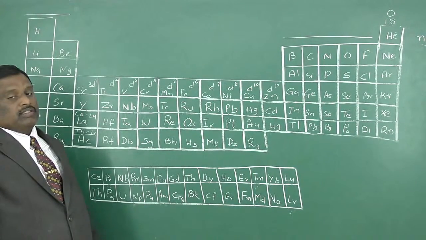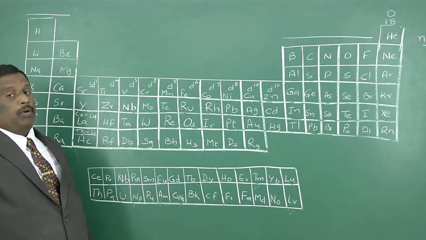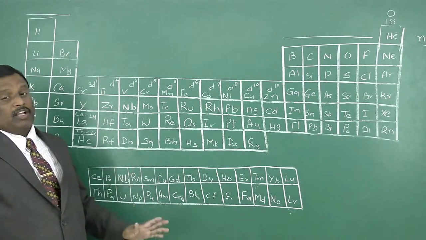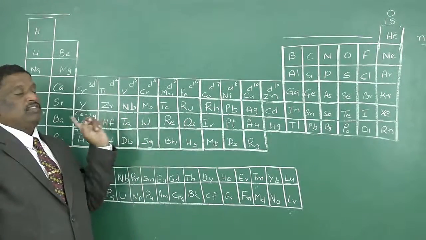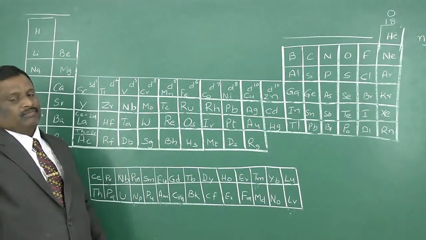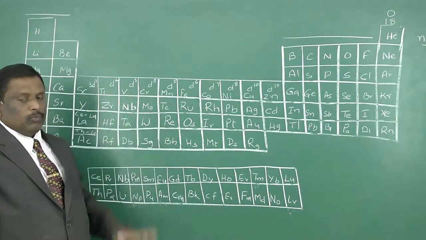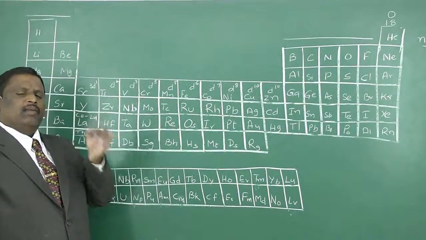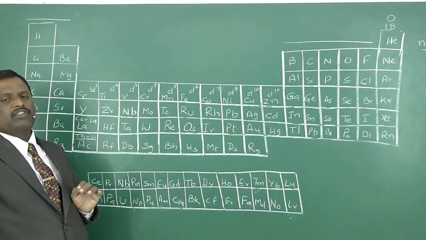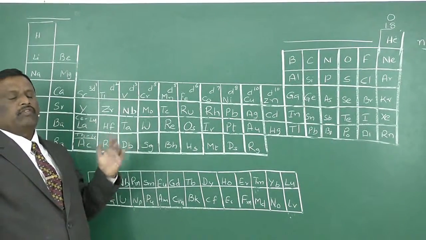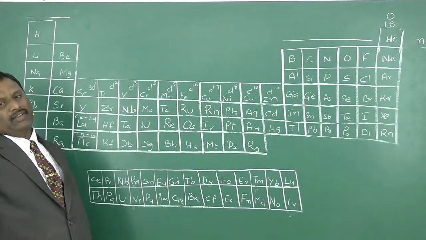In this universe, the elements are present in the form of different compounds. Whatever compound you have taken, definitely one of these elements is present in it. From the first group to the seventh group, at least one element is present in any one of the compounds. That's why, since they are present in each and every compound, they are considered as representative elements.